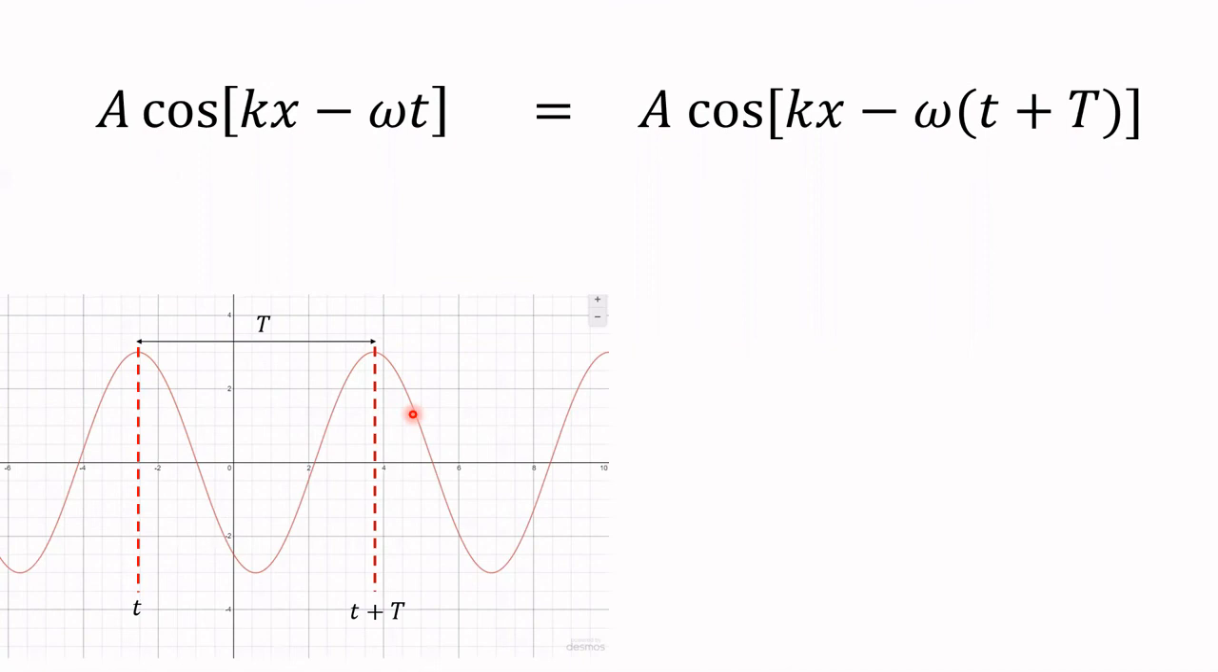Wavelength is the distance between peaks on a graph of displacement versus position. Right now, we're looking at a graph of a particular particle's displacement in time. And so we really need to call the peak to peak distance, which is really a time interval, the period. So we'll use capital T for period.